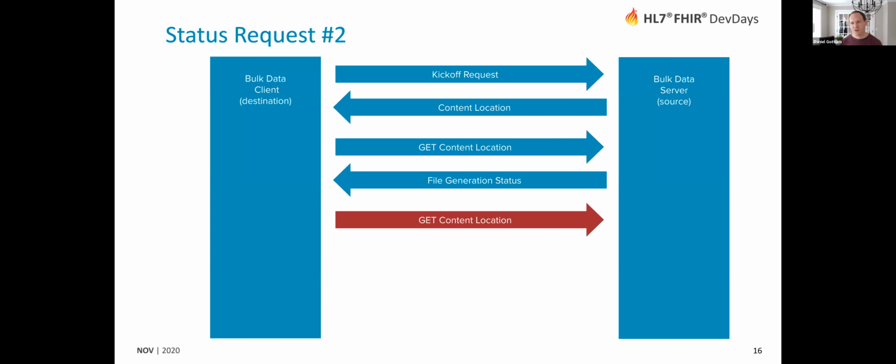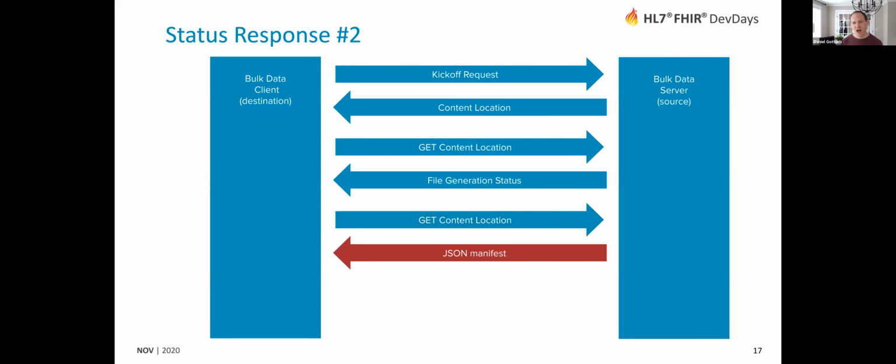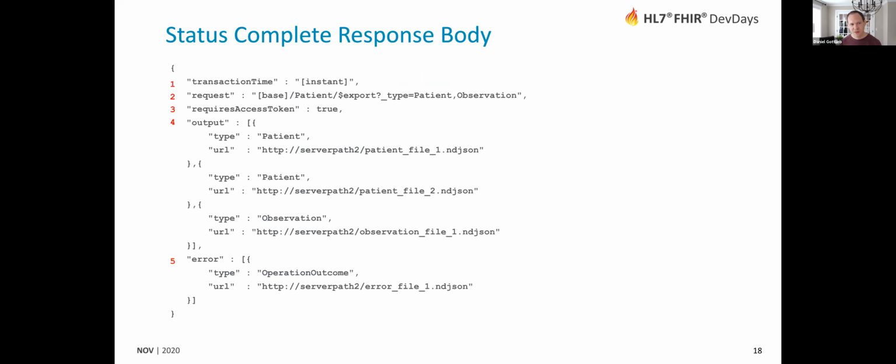So let's say we wait our 2 minutes because we're a well-behaved client, and then we hit that content location again. If the job is completed now, we'll get back a complete status, which will come with a JSON manifest. So this is what the complete status response body looks like.